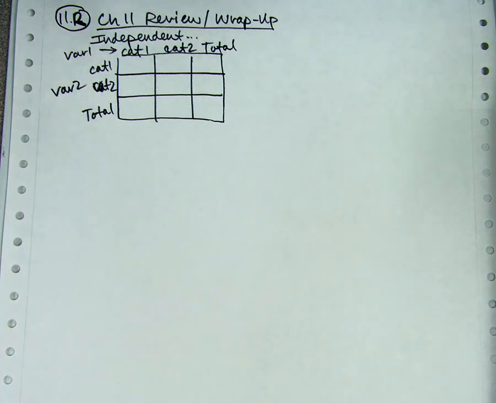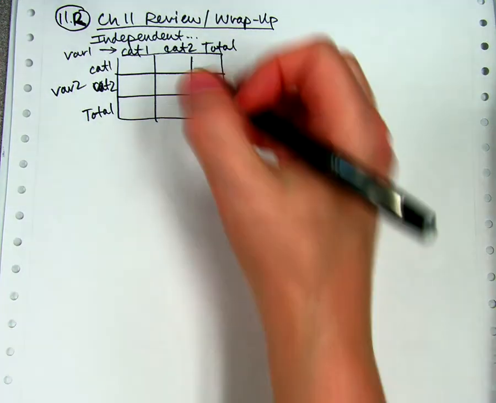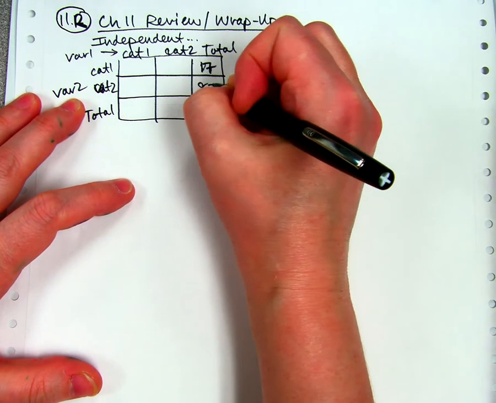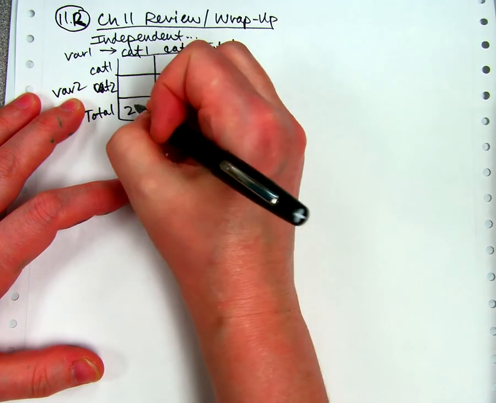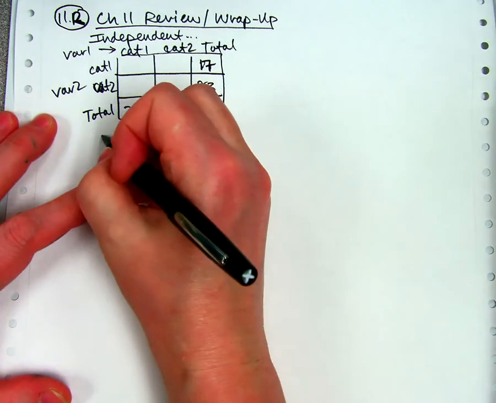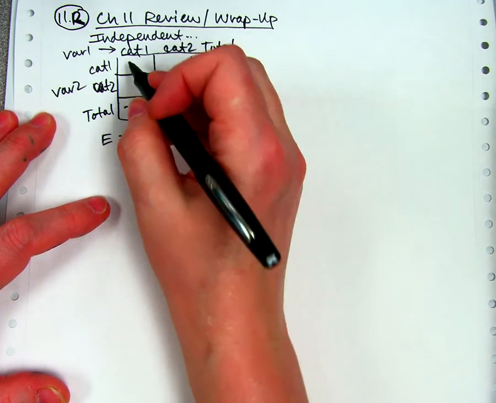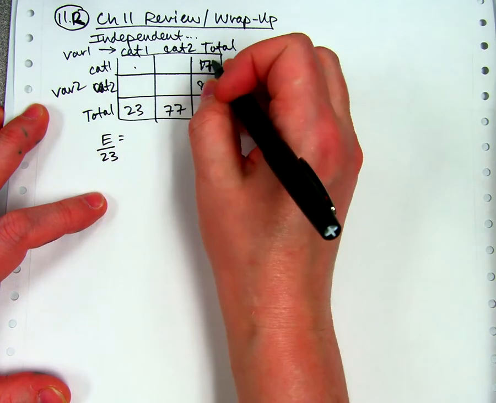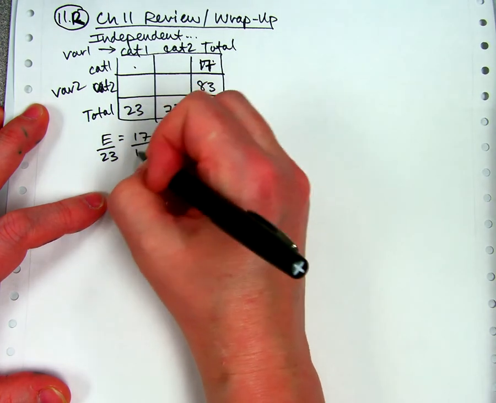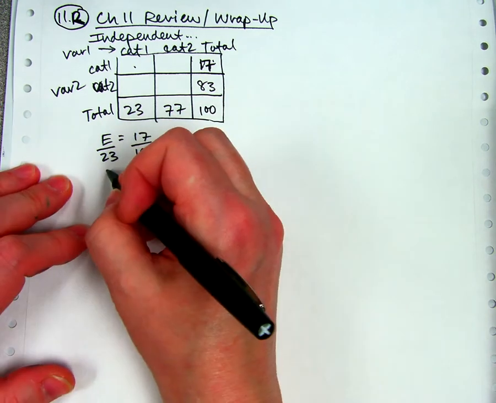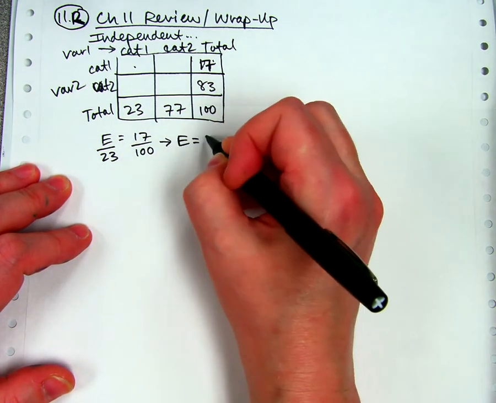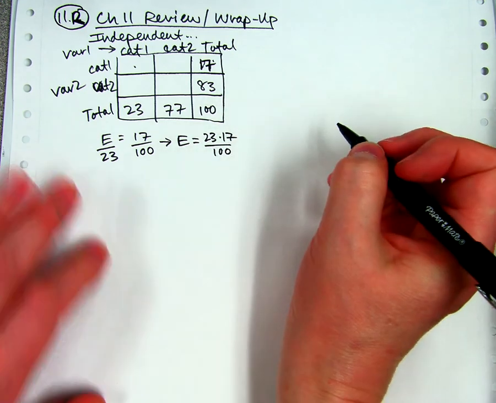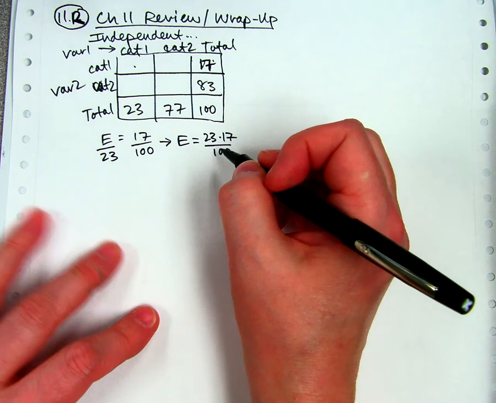So we've talked about before how to find the expected values, and actually we've done this in earlier chapters too. I'm going to make up some totals here. The expected value for this cell divided by 23 is the same as 17 out of 100, and you could solve this by cross multiplying. So you end up with E equals 23 times 17 over 100, which is that expected value formula we've been talking about in this chapter. On your calculator, you get 3.91.